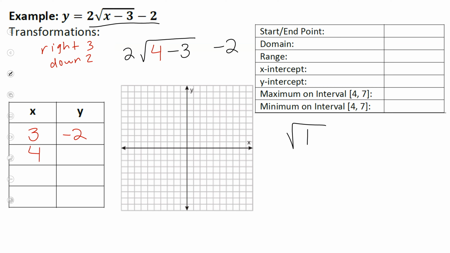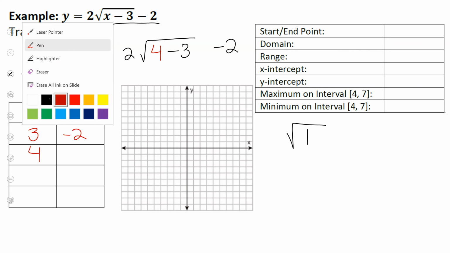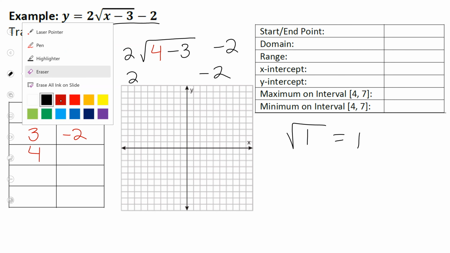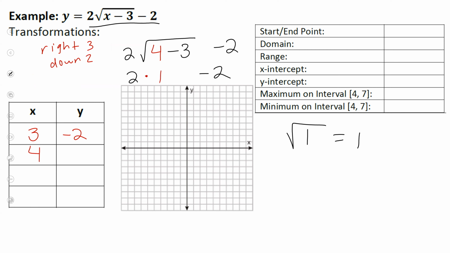Let's see what we get. I'm going to bring down this 2, square root. What's 4 minus 3? 1. And guys, we know the answer to the square root of 1. The square root of 1 is just 1. So I'm going to replace that with the 1. What's 2 times 1? 2, and then minus this 2? 0. So that's how we get 4, 0. That's another point that you can graph.